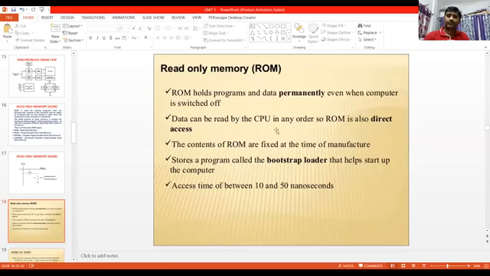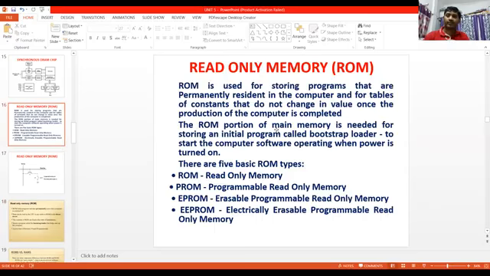We are discussing ROM, read-only memory. ROM is used for storing programs that are permanently resident on the computer, and tables of constants that do not change in value once the production of the computer is completed. This is what you might have seen in your first year hardware lab, a BIOS chip, right?